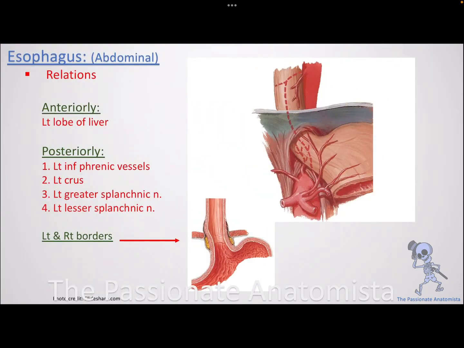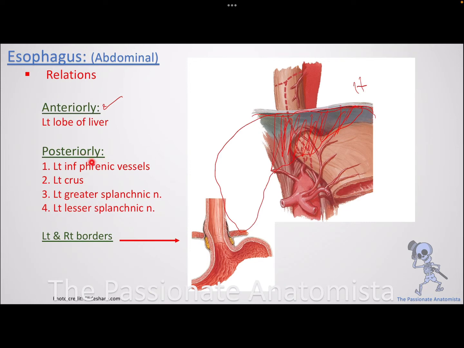Moving on, the abdominal part. It is related anteriorly, of course, to the left lobe of liver, because you guys know that this is the diaphragm and the liver is basically here. And if it will be related to something, it's going to be related to the left lobe of liver. So anteriorly, your esophagus is related to the left lobe of liver.